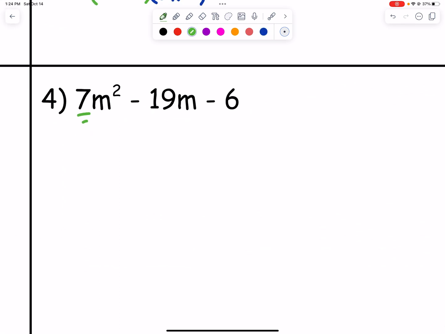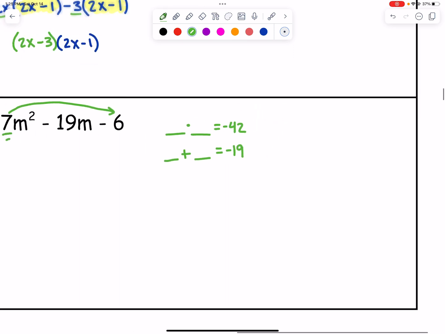Let's multiply the a times the c again. So 7 times -6 gives us -42. And then we always want to add together to get the b value, which is -19. So numbers that give us 42. So we've looked at this one before. We have 1 times 42, 2 times 21, 3 times 14, and 6 times 7. So you want to look at numbers that will help you get 19. So they should be 19 away from each other.